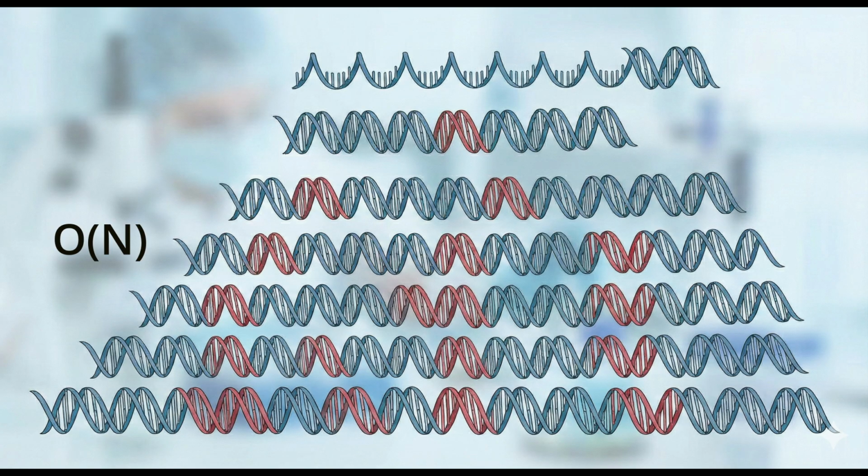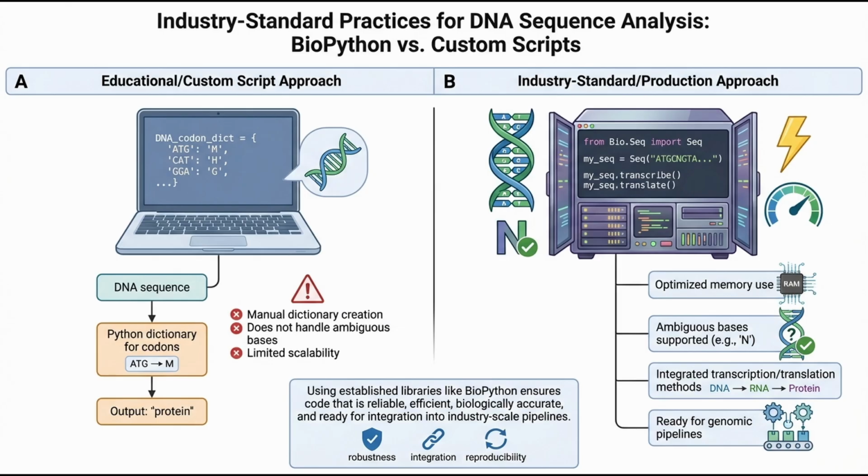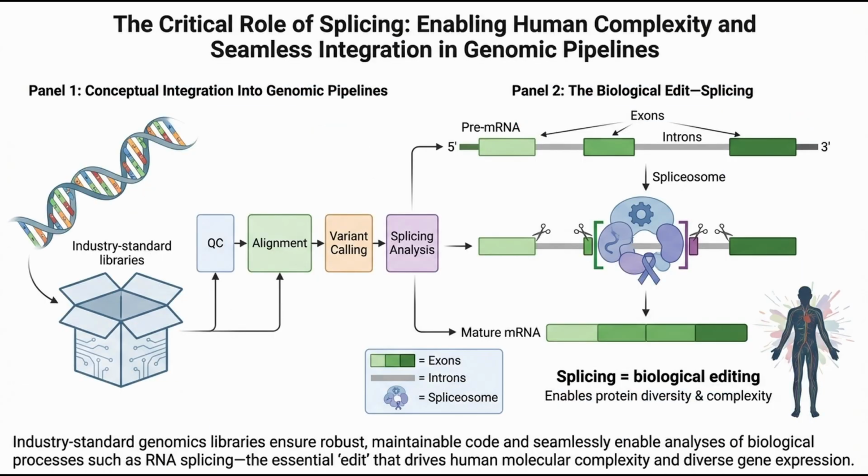While our custom script is great for learning the logic, in an industry setting, we wouldn't rewrite these dictionaries from scratch. The standard production ready approach is to use established libraries like BioPython. Industry professionals use Seq objects because they are optimized for memory, handle ambiguous bases like N, and offer high performance methods for transcription and translation that are far more robust than a simple Python dictionary. Using industry standard libraries ensures your code is maintainable, biologically accurate, and ready for integration into larger genomic pipelines.